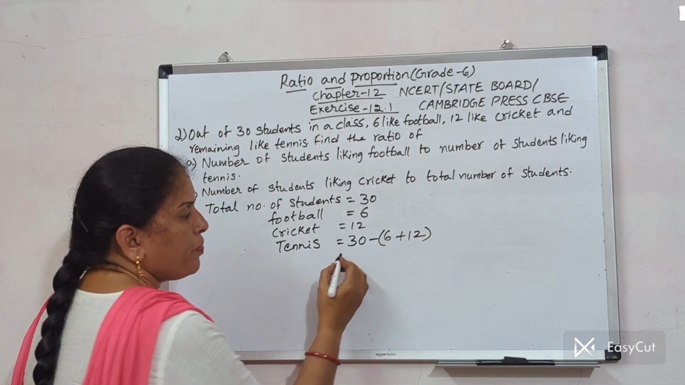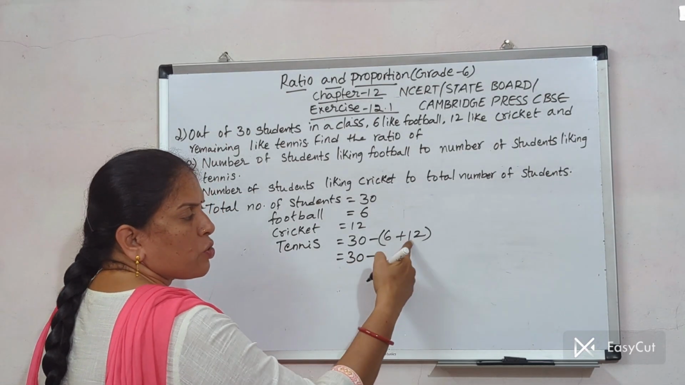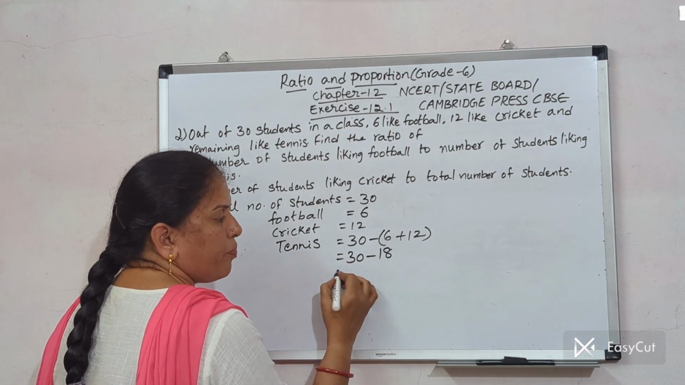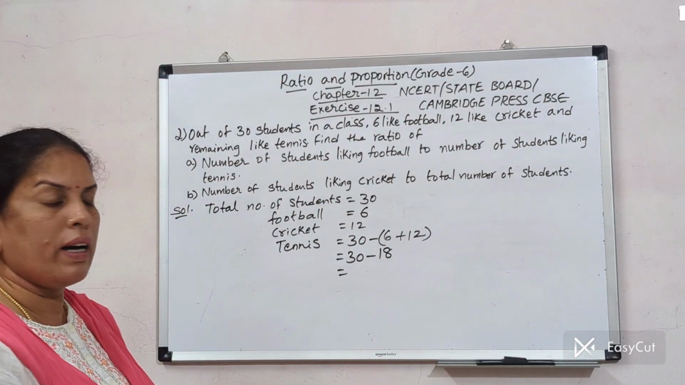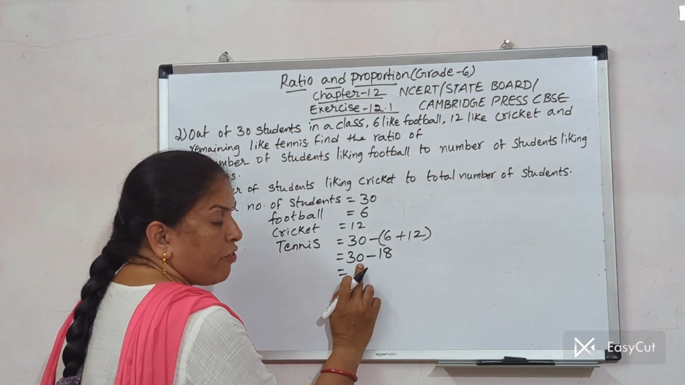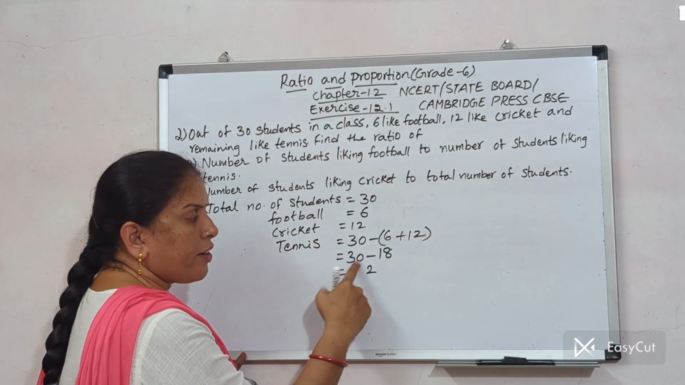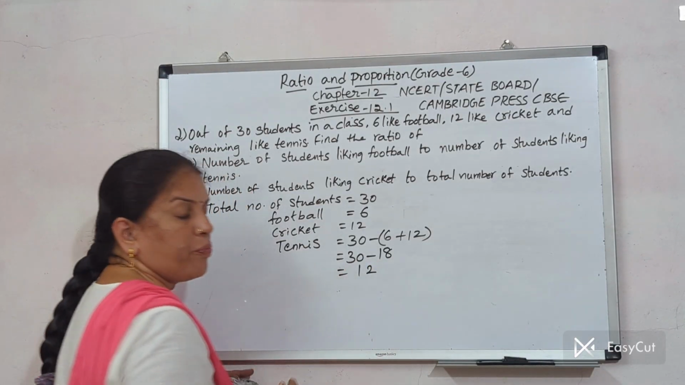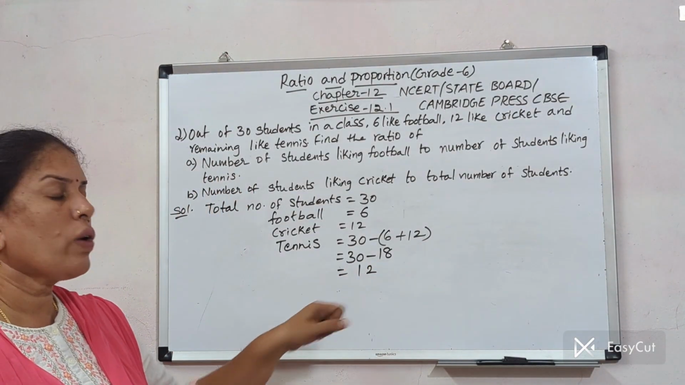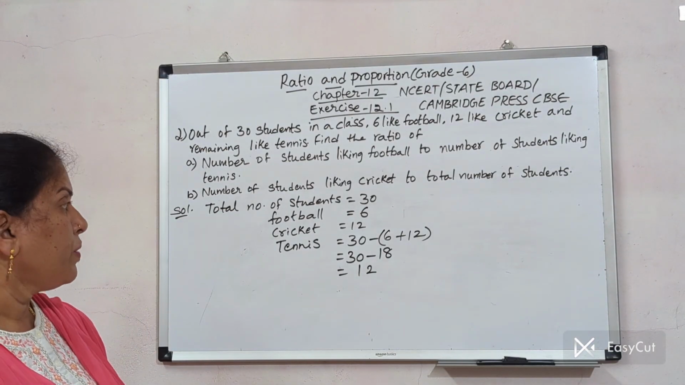All of you understood? 30 minus 6 plus 12, how much now? 18. 30 minus 18, how much? Here if you borrow, 10 will be there. 10 minus 8 is 2. Here I borrowed, now 2 will be there. 2 minus 1 is 1. How many members like tennis? 12 members like tennis. Okay.